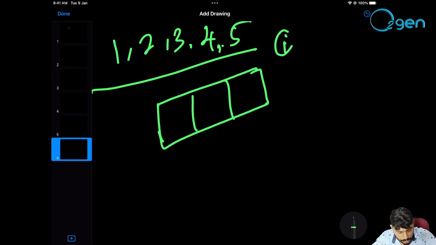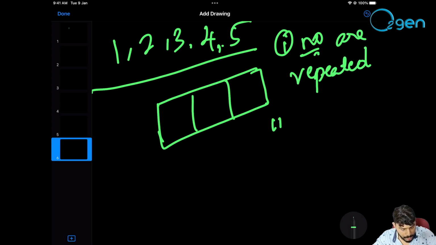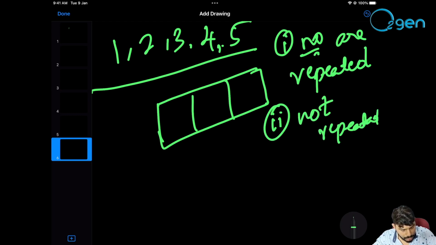There are two cases. One is when the numbers are repeated, and the second is when they are not repeated. Let me discuss the first one, where the numbers are repeated. I am filling from the unit place. There are five numbers, so there are five different ways to fill the unit place, since I can use any number if repetition is allowed.